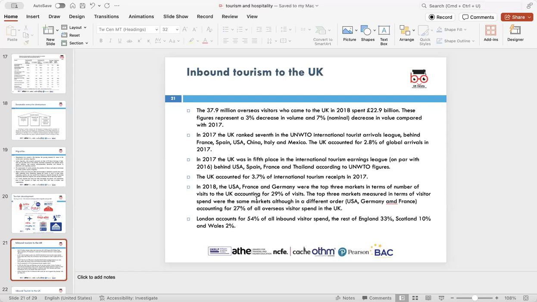The primary sources of inbound tourists in the UK in 2018 were the USA, France, and Germany, collectively representing 29% of total visits. When measuring visitor expenditures, these three countries also top the list: the US, Germany, and France contribute 27% of total overseas visitor spending. London accounts for a significant portion of tourism spending, with 54% of inbound expenditures concentrated there, while other regions, including England, Scotland, and Wales, shared the remaining percentage. This distribution highlights the concentrated appeal of specific areas within the UK for international visitors.